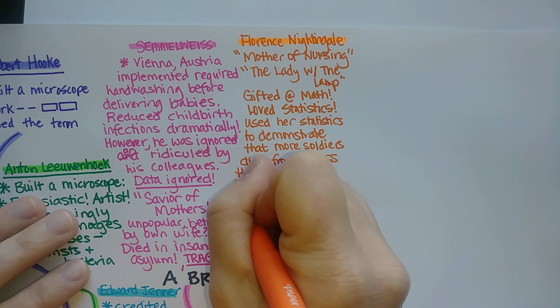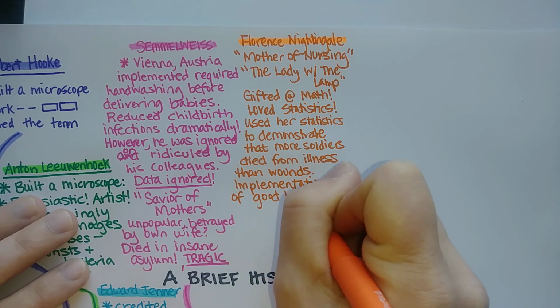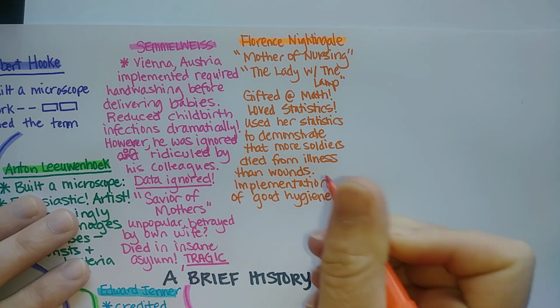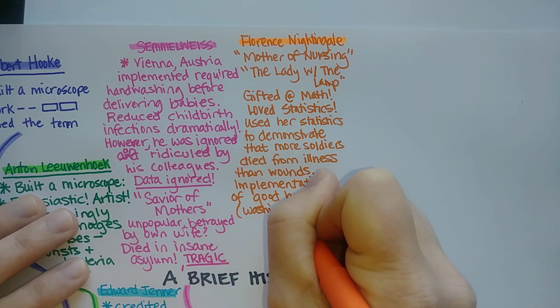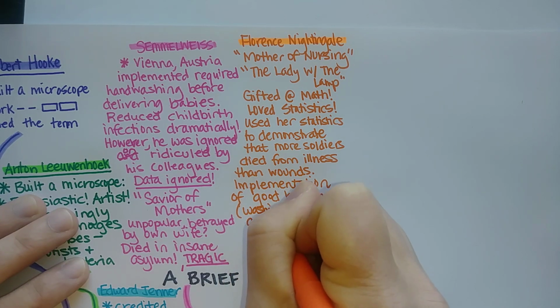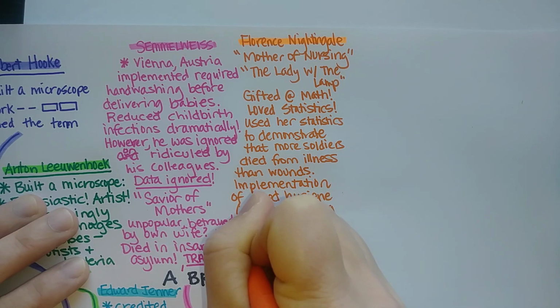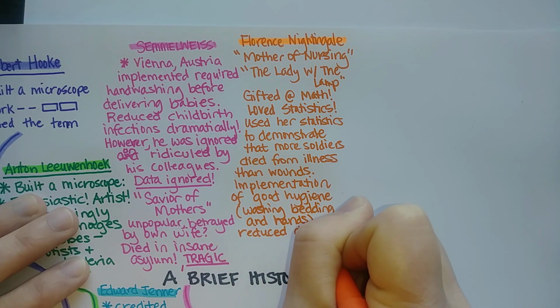So she implemented good hygiene practices like hand washing and also washing the bedding. She would boil the bedding to clean it. And this reduced deaths from typhoid fever.